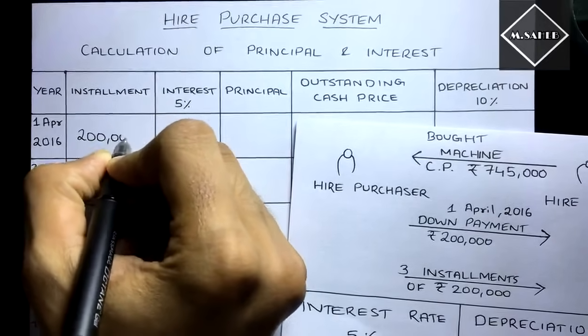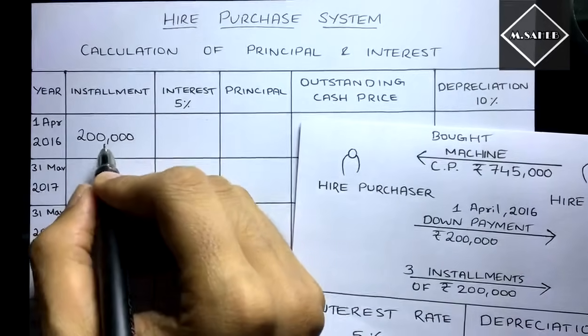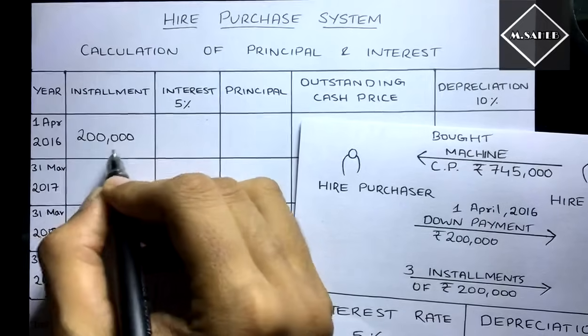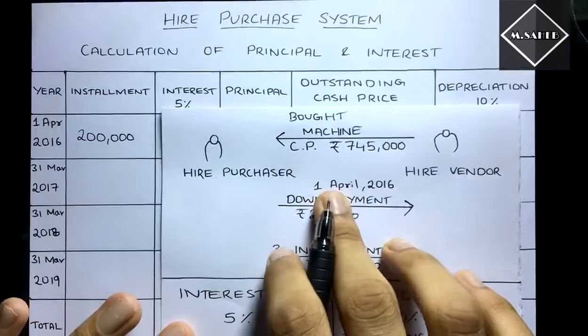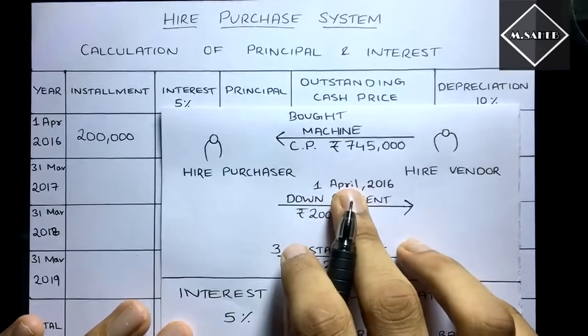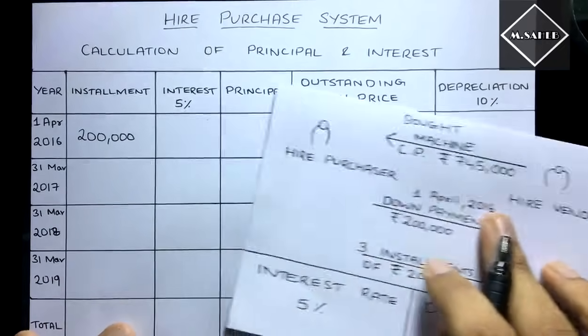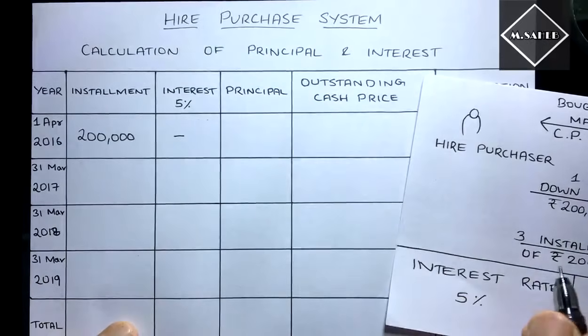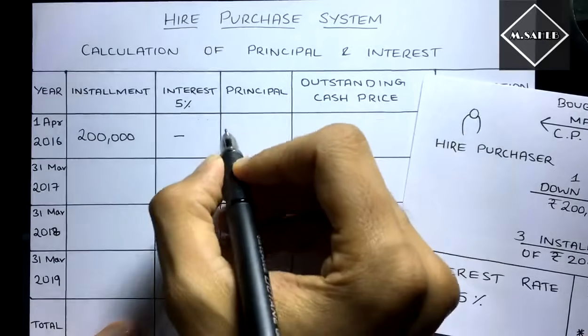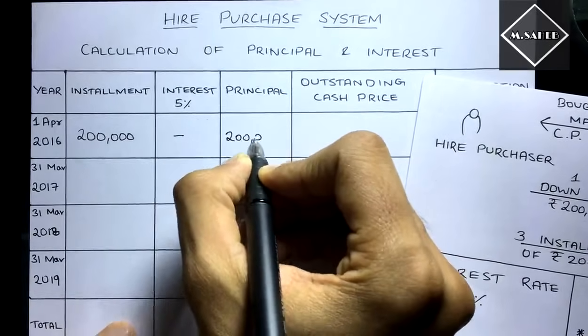We'll take it in the installment column. It's like an installment only. So 2 lakh installment, but in this amount there is no interest because no time has passed. It is on the 1st April itself, on the purchase date. So no time has passed, so no interest. The down payment would not include any sort of interest, so the entire amount would go to principal, 2 lakh.